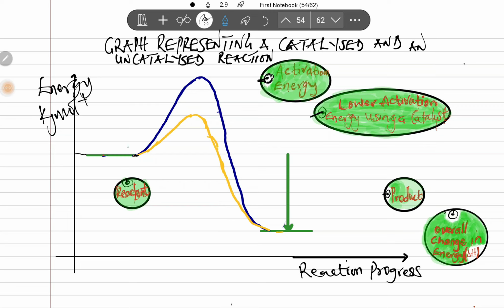The green line here represents the energy of the reactant at the beginning of the experiment. It is denoted by letter R. The energy is measured in kilojoule per mole. And likewise, the horizontal line here is the final energy after the reaction. That is the energy of the product, represented by letter P.